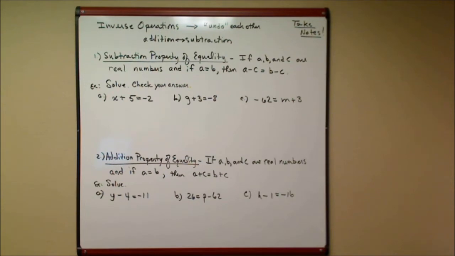Okay? If you have equality, A equals B, and you subtract C from both sides, A minus C is going to equal B minus C because you took equal amounts off of each side, and the sides were equal to begin with. So what I have here are three examples where I'm going to use this property. It says solve and check. I'll show you what the check is.